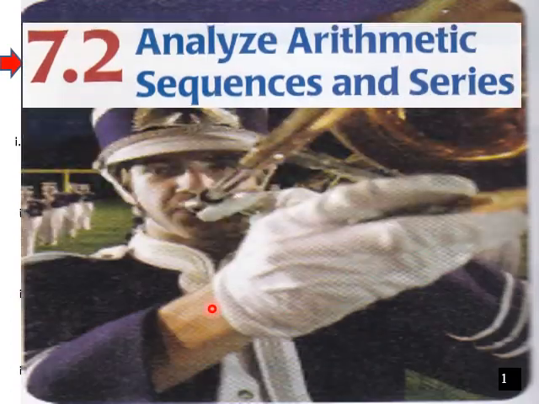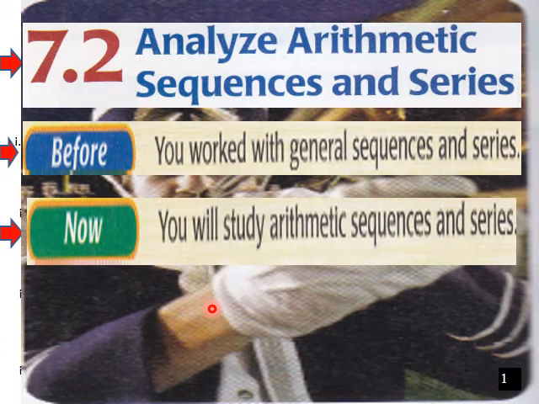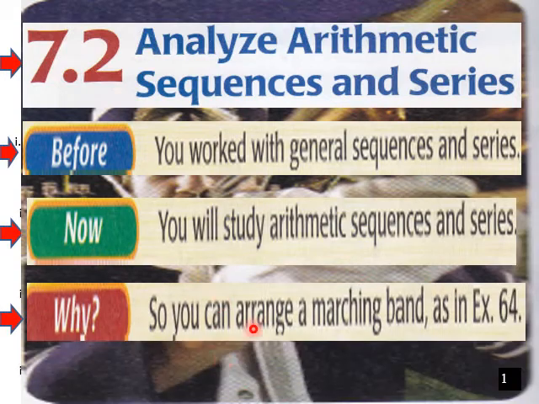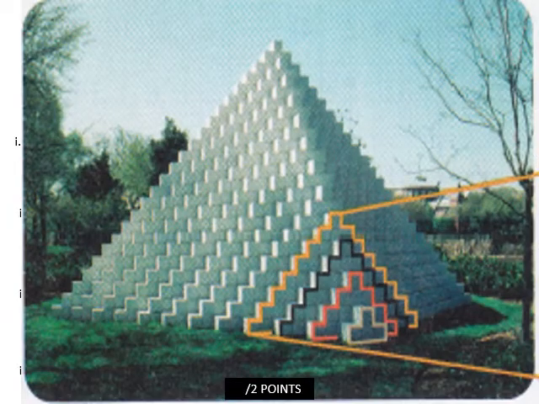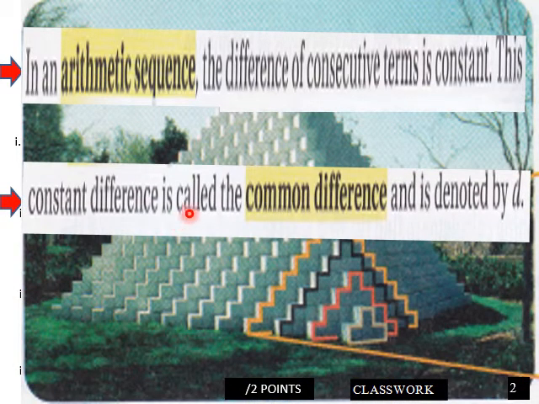Okay, so 7.2, analyze arithmetic sequences and series. You've worked with general sequences. You will study arithmetic sequences, like those in a marching band. An arithmetic sequence, and this is on your classwork sheet, students, is one where the difference of consecutive terms is constant. This constant difference is called the common difference, denoted by d.